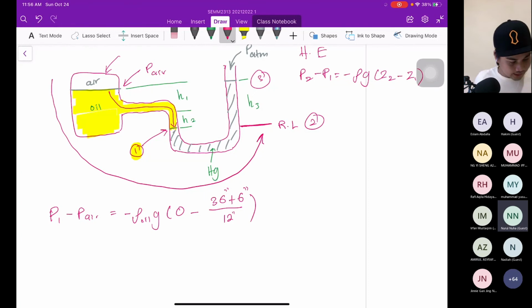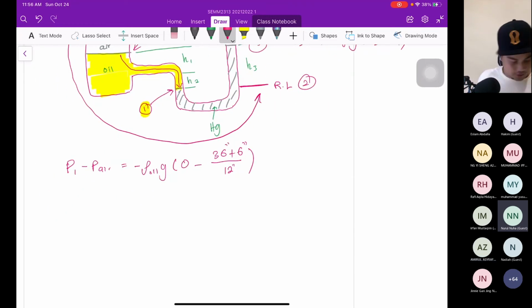Doktor, dalam exam guna inch foot ke just metric? Depends, because we need to master both units, either imperial or SI. So you must know. Okay tak?